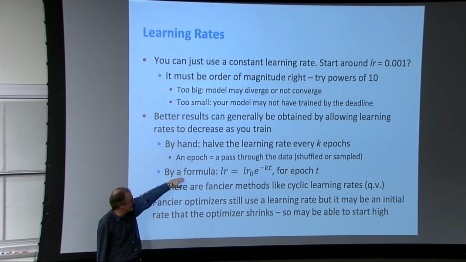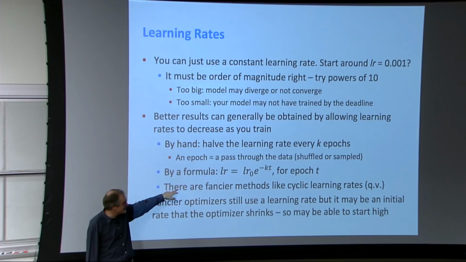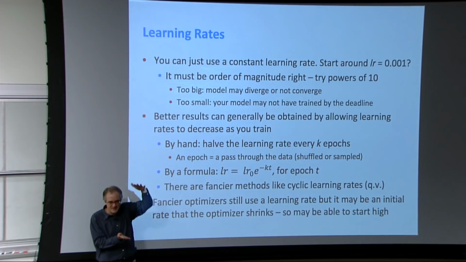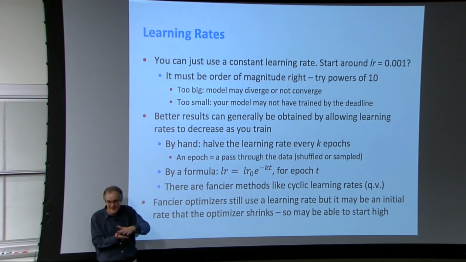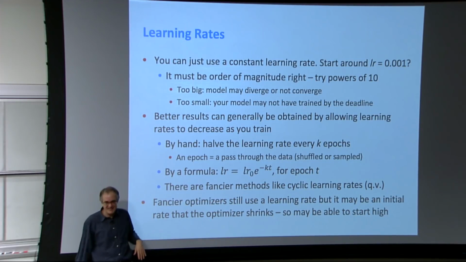You can use formulas to get per-epoch learning rates. There are even fancier methods. You can look up cyclic learning rates online if you want, which actually makes the learning rate sometimes bigger and then sometimes smaller. And people have found that that can be useful for getting you out of bad regions in interesting ways.